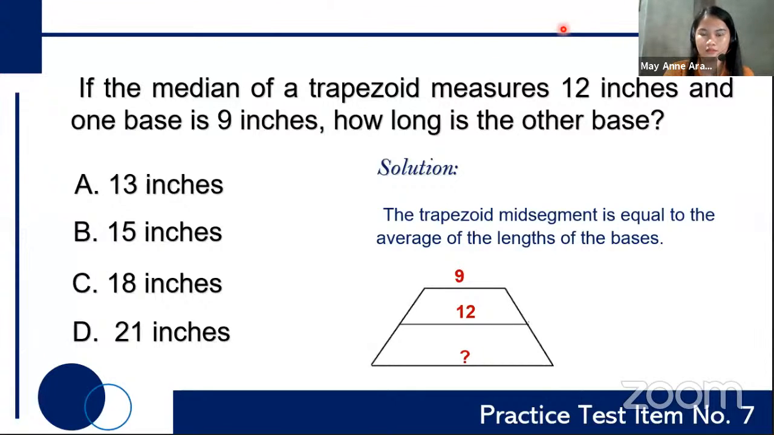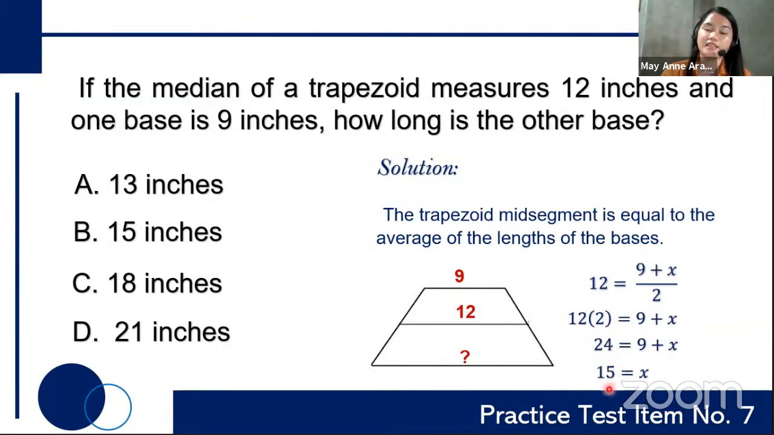Because, you can just do trial and error. Pero mas madali pag kinompute niyo siya. So, gagawin niyo lang naman, multiply niyo lang sa 2 yung midsegment or the median ng trapezoid. So, 24, and then just subtract yung 9. So, 24 minus 9 is 15. So, 15 inches. That is the length of the other base. So, take note of this property, ha.